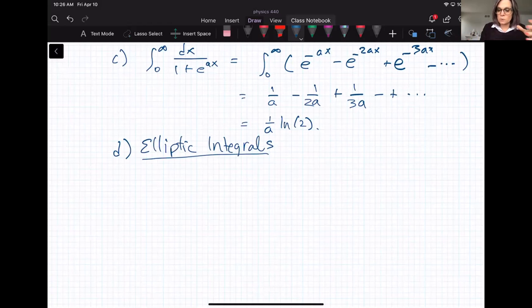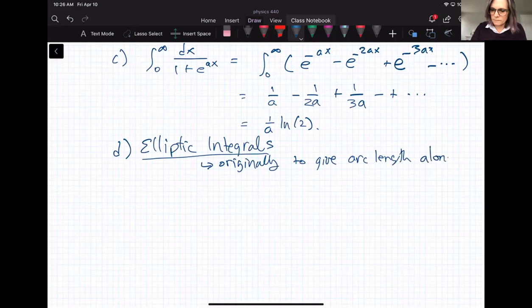The elliptic integrals were originally designed to integrate and give the arc length along an ellipse. And in fact, our good friend Euler is responsible for this.